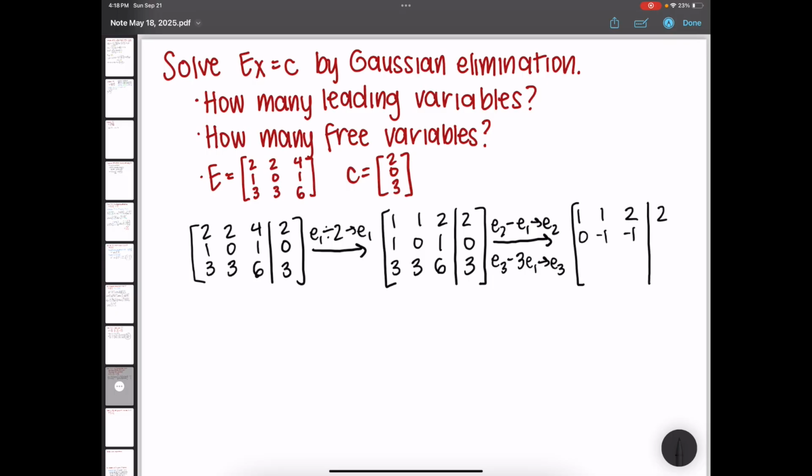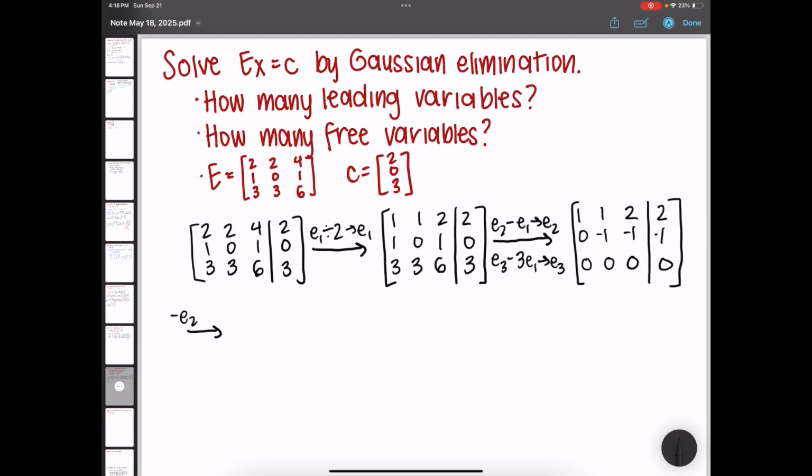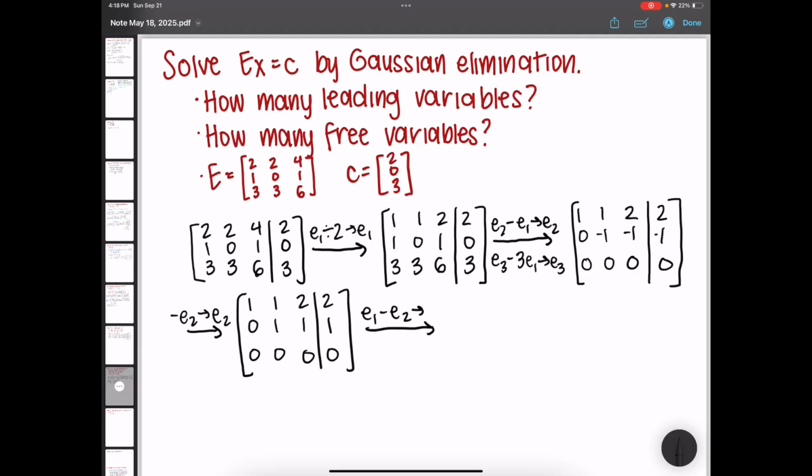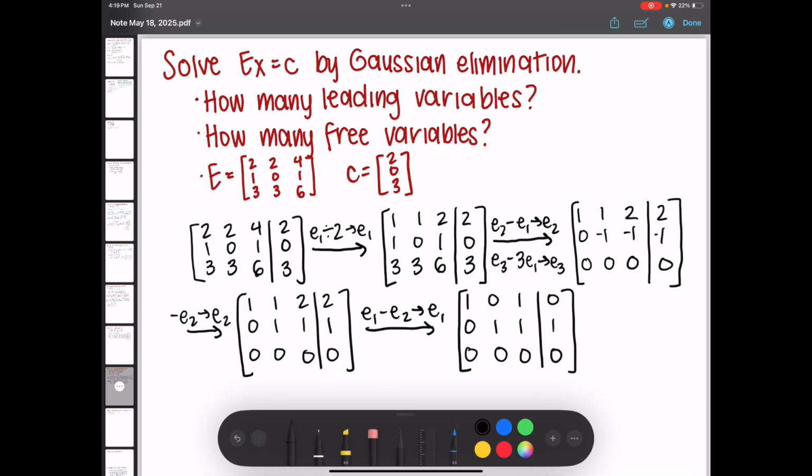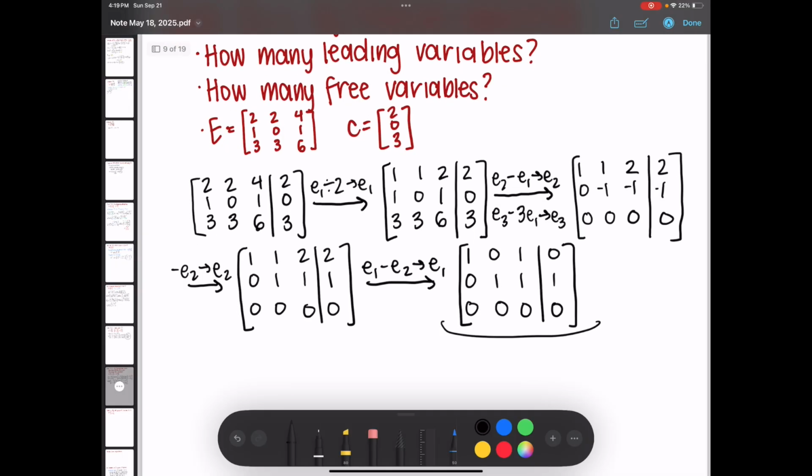That will give us 0, -1, -1, -1, and a row of all zeros here. We'll just multiply equation 2 by -1. And finally, we will subtract equation 2 from equation 1. Now we have our reduced row echelon form of this equation right here. And it's time to answer the questions.